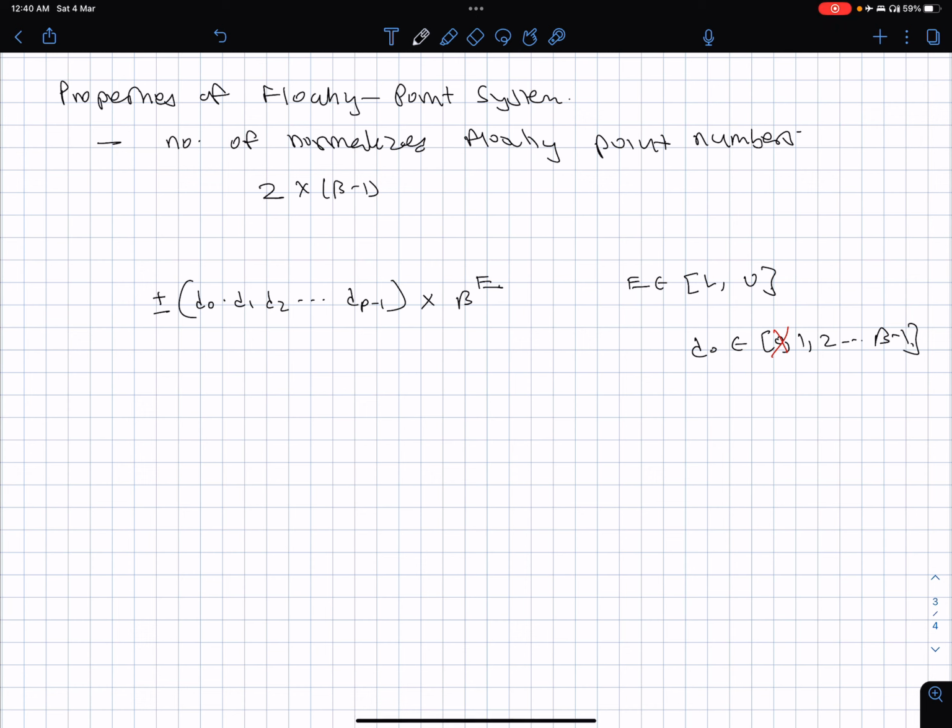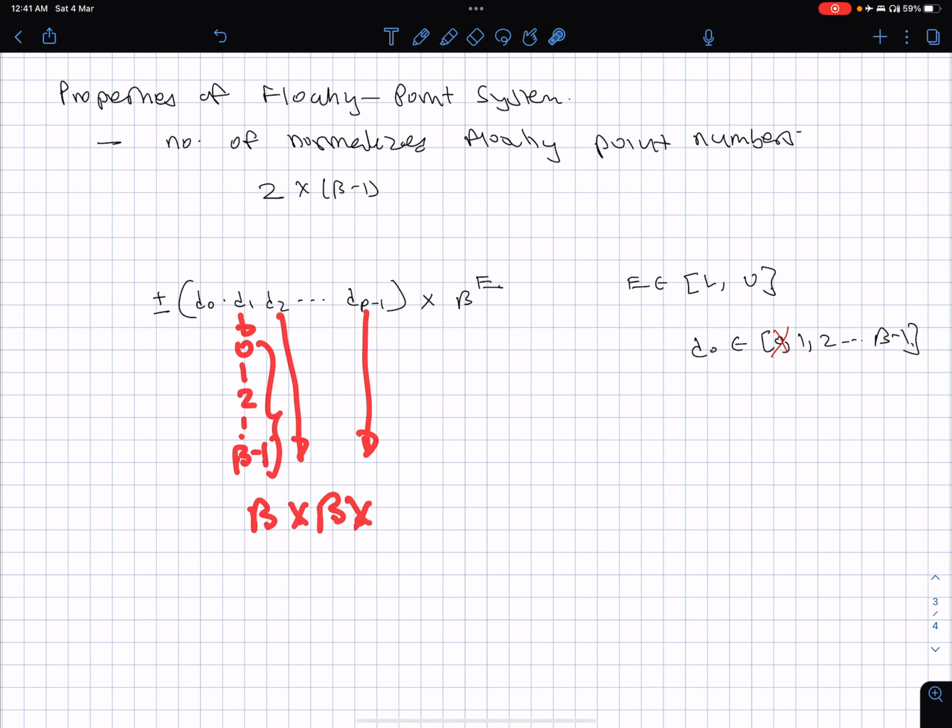Now each of the other digits can be 0, 1, 2, up to beta minus 1. So beta choices are available. Again beta choices, again beta choices. So therefore, the possible combinations are beta into beta into beta and so on, up to beta p minus 1 times.